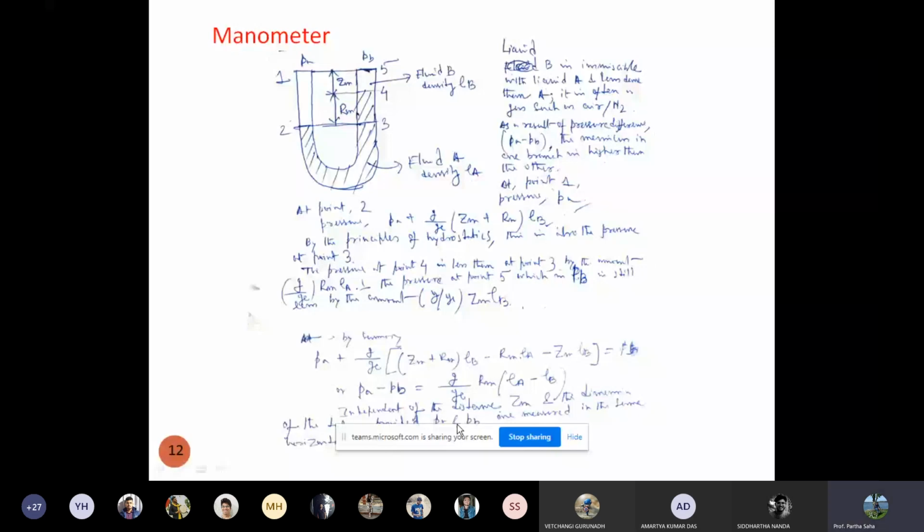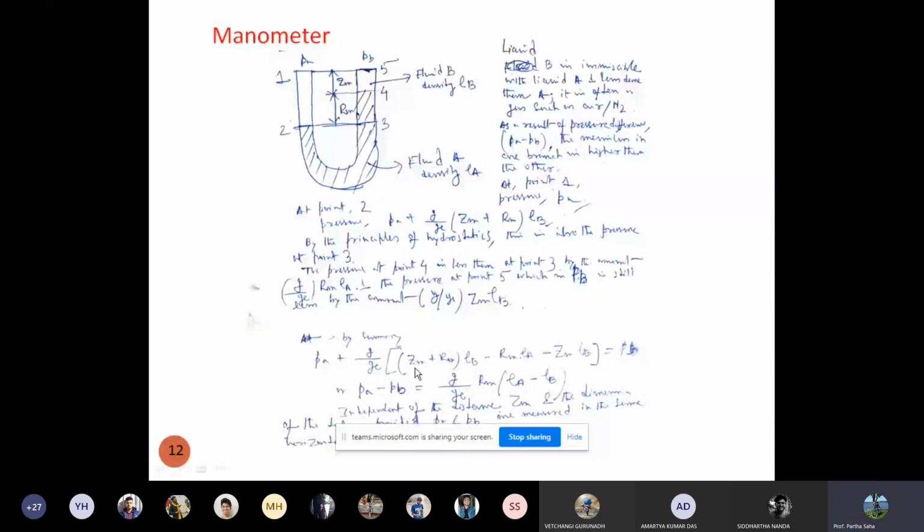Since I deliberately put this G by GC, so that if anybody wants to do the derivation in any other units, it becomes beneficial, but you don't need to be bothered about it. Now, one more thing I need to stress here: PA minus PB is nothing but the pressure difference, or the pressure head, right?